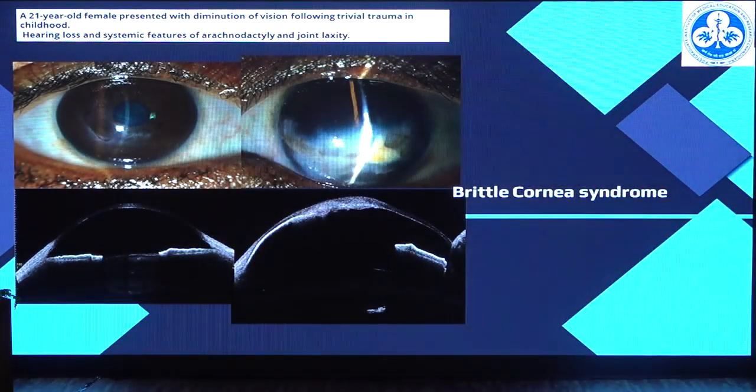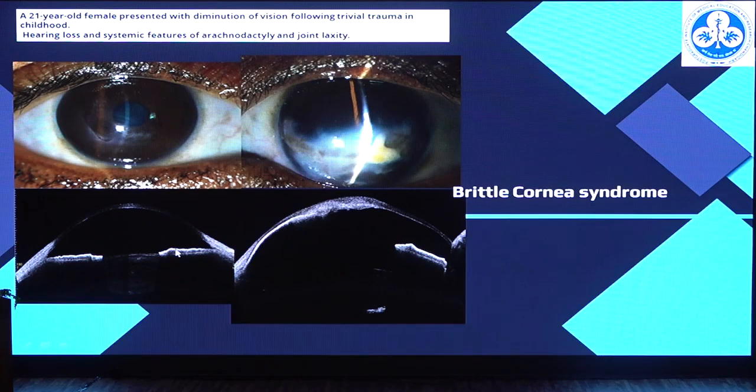Another case here. We know that we use OCT to look at the cornea along with its thickness, and we look at the demarcation line after doing a CXL. In keratoectatic disorders, it has a big role to play. This was a lady who had decreased vision in both eyes since childhood, and one eye was lost because of some trauma in the past. In the other eye, in the right eye here, we can see some opacities in the cornea.